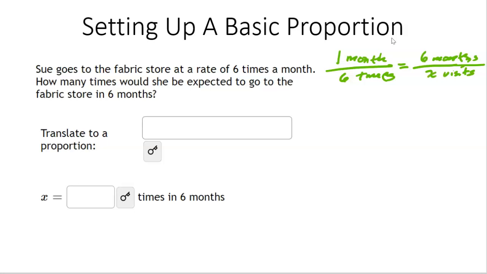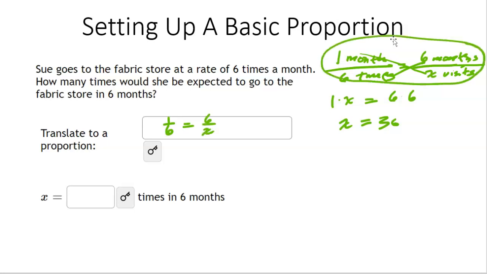And again, we'd use the means and extremes, and we multiply the extremes. 1 times x is equal to 6 times 6, which again gives us x is equal to 36. But in this case, the proportion would be written as 1 over 6 is equal to 6 over x, and it gives us the same result. I hope this lesson was helpful.